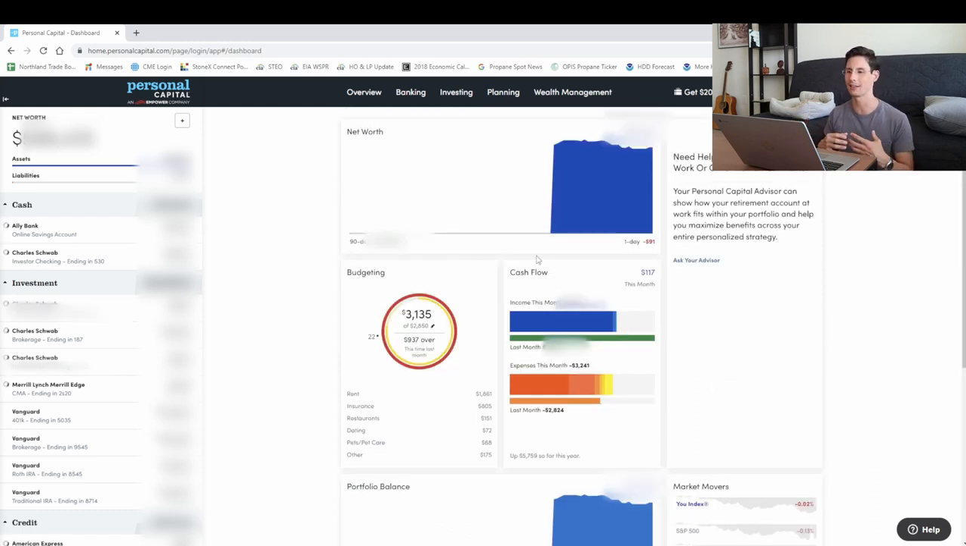Anyway, so that's the dashboard. I think it really is quite useful. Let me show you some of the other components of Personal Capital.